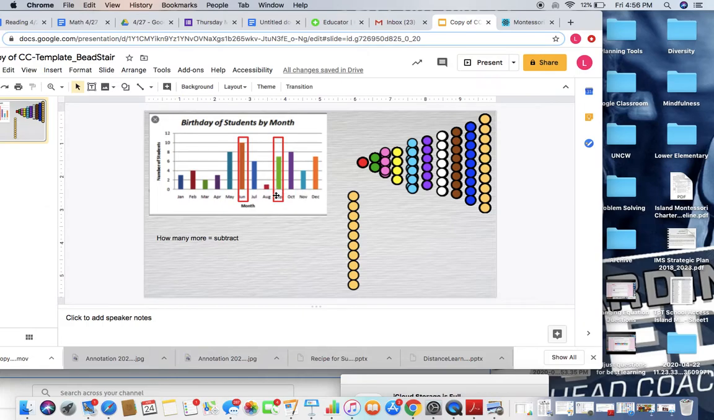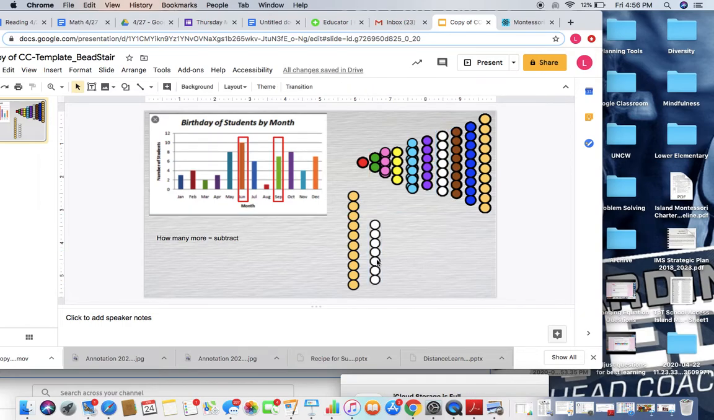And then in the month of September, we can see it didn't quite get to the 8, and it is above the 6, which means it's right in between the 6 and the 8. What number is between 6 and 8? The number 7. So September had 7 birthdays.